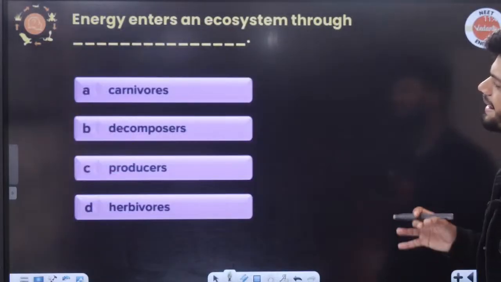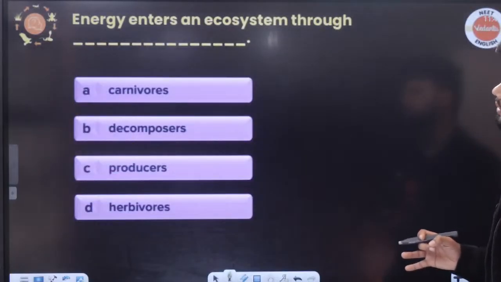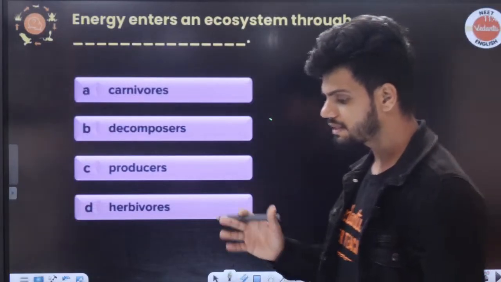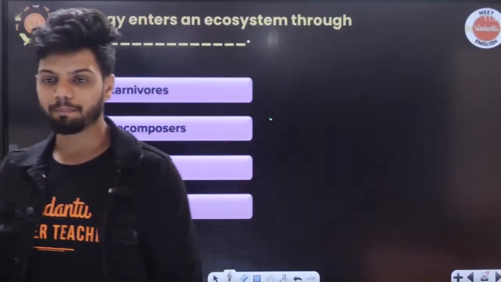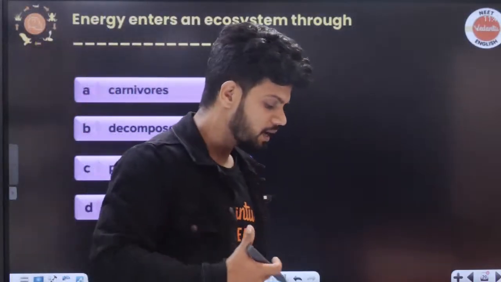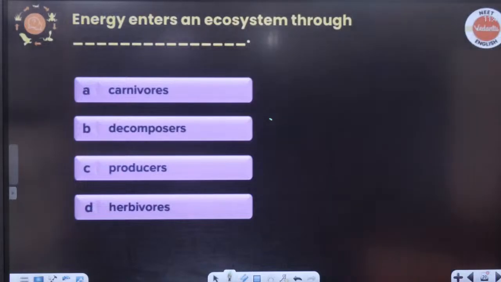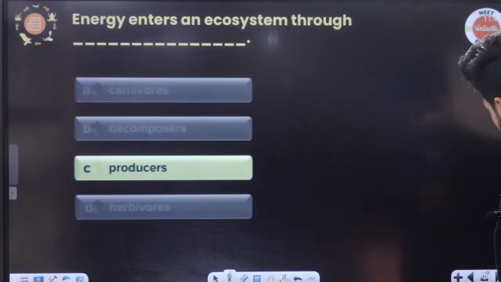Look at this question. Energy enters an ecosystem through carnivores, decomposers, producers, herbivores. Let me tell you, students, plants are also called as what? Plants are also called producers. With the help of producers, energy is entering into the ecosystem. So the answer is producers.